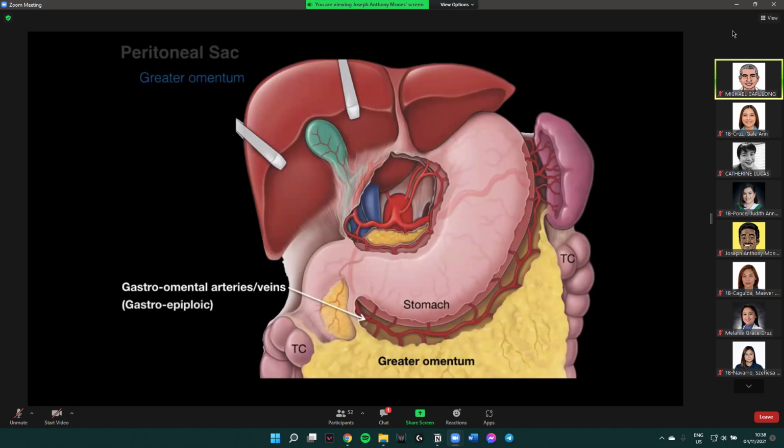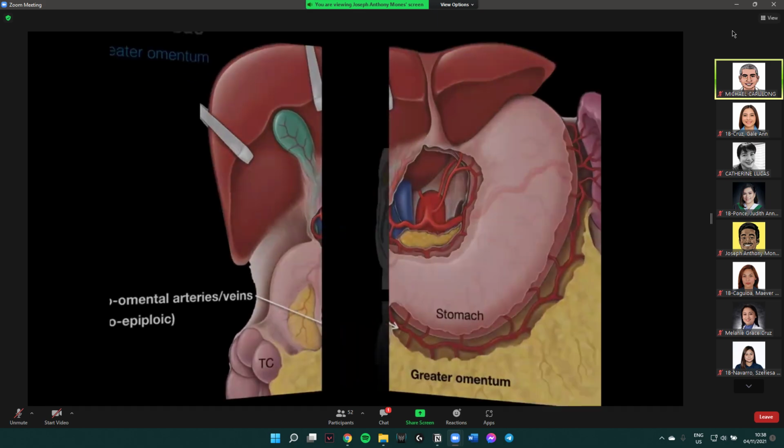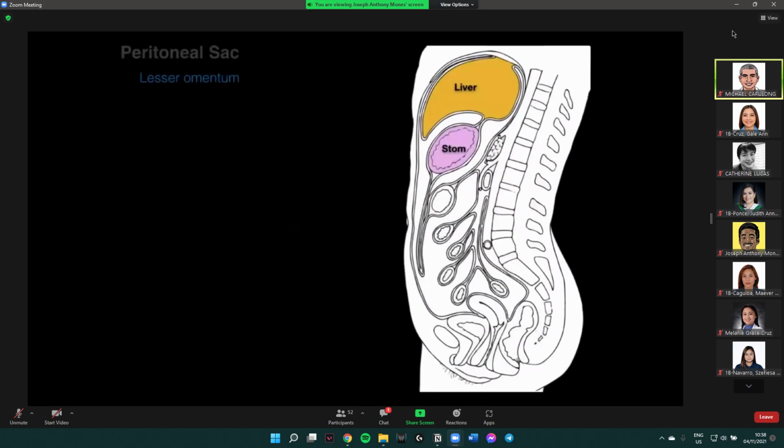And it's also called the gastroepiploic arteries and veins, because this term epiploic, or epiploon, means to float upon, because the greater omentum, when the anatomists first open up the abdominal cavity, we see this big apron floating upon, or looking like it's floating upon the intestines. And that's why they call the vessels gastroepiploic. Gastro for stomach, epiploic for omentum. Okay, so now let's talk about the lesser omentum.